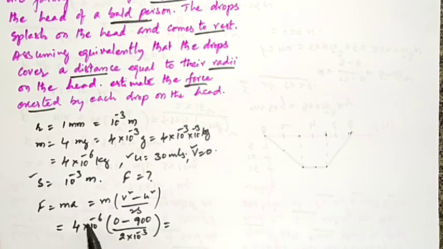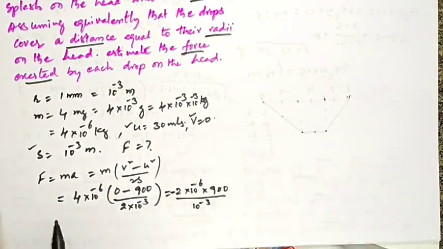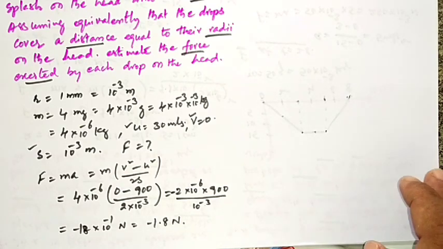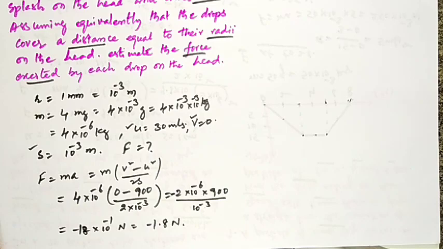Now see, 2 into 2 is 4. So 2 into 10 power minus 6 into 900, this minus I am keeping here, divided by 10 power minus 3. Now simplify this: minus 2 into 9 I can write as 18, 18 into 10 power minus 6 plus 3, so 10 power minus 1 Newton. This can be written as minus 1.8 Newton. So this is the force applied by each drop on the head of the person.